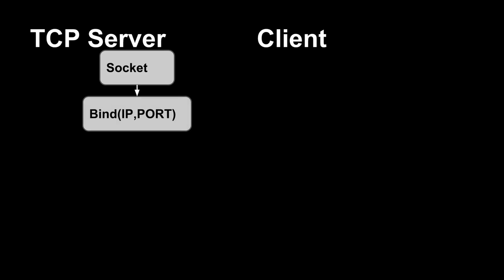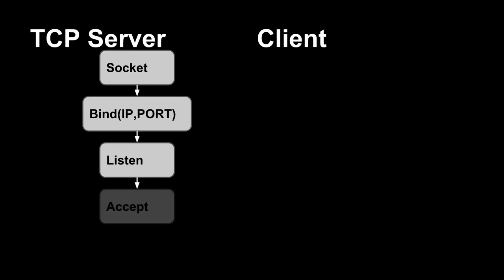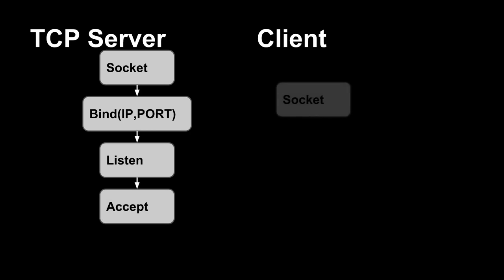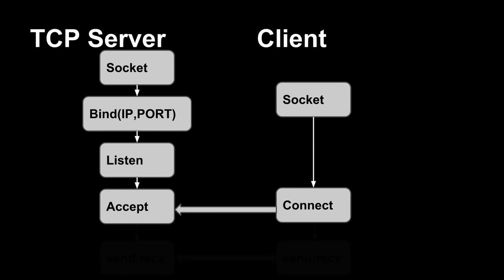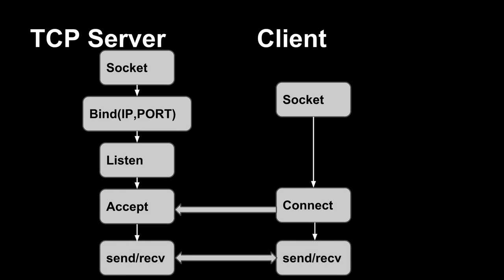number for communication. The listen system call creates a queue for incoming connections, then accept will wait for a client to connect. Meanwhile, the client obtains its own socket ID, and will initiate the connection using the connect system call. Upon a successful connection, the peers can exchange data as streams of bytes.